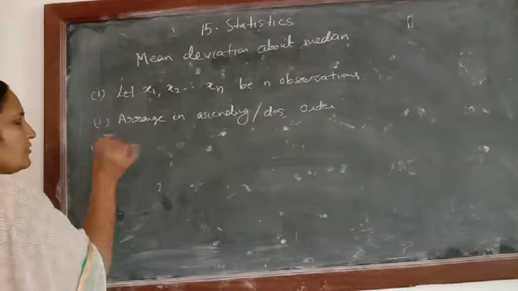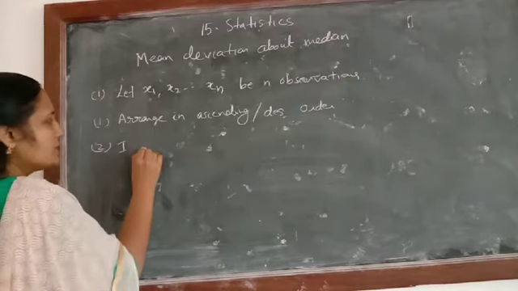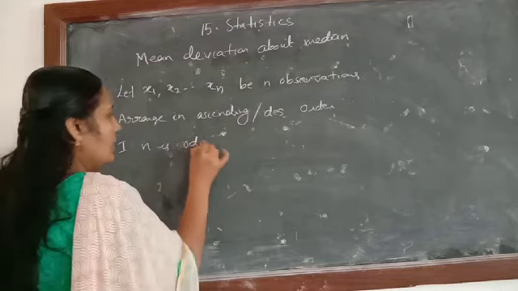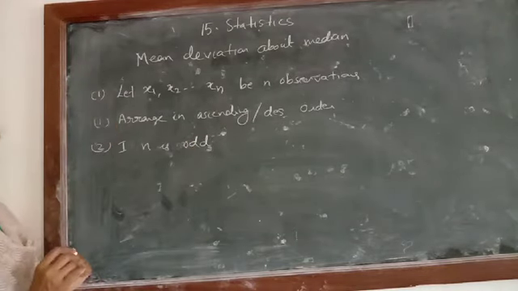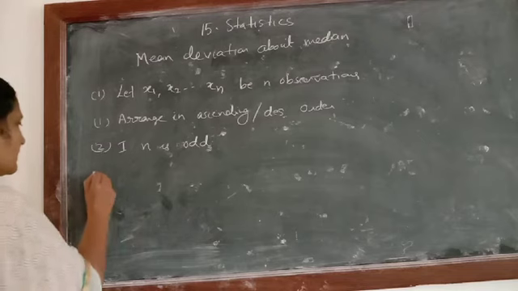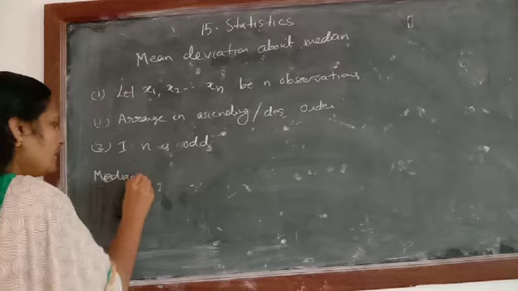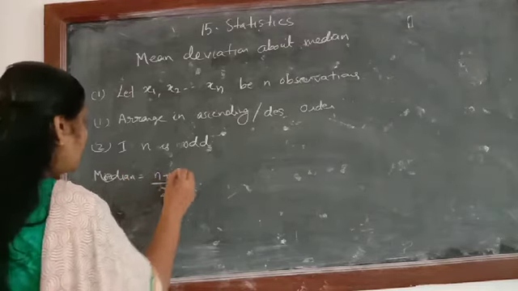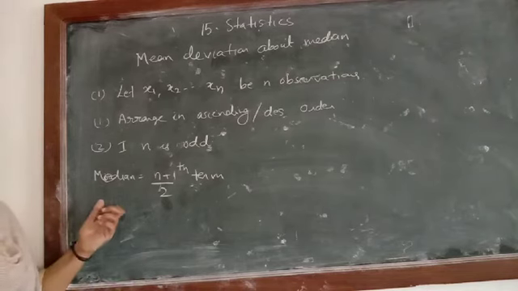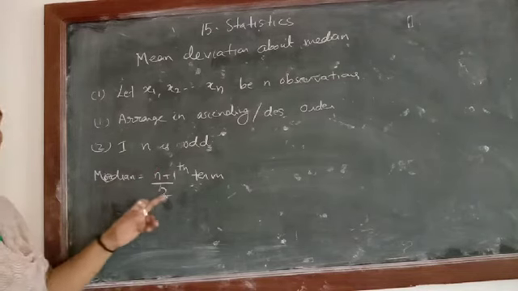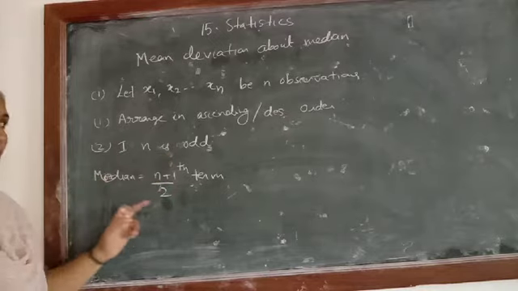After that, check the value of n. Two cases will come. In the first case, if n is odd, we will have only one middle term. So how will we calculate that middle term? Median is equal to the (n plus 1) by 2th term. Median is calculated using the formula (n plus 1) by 2th term if the number of observations is odd.